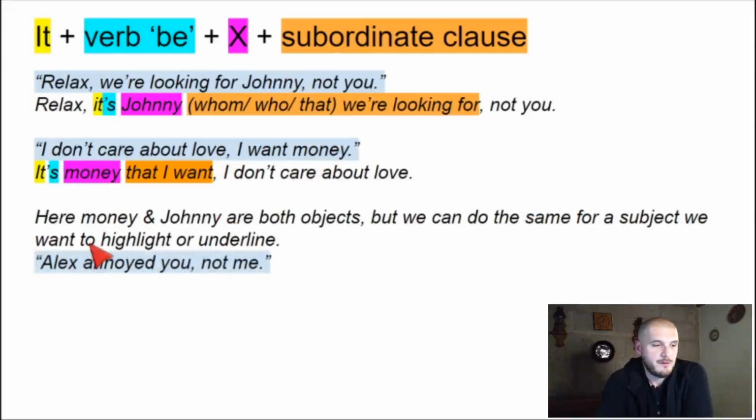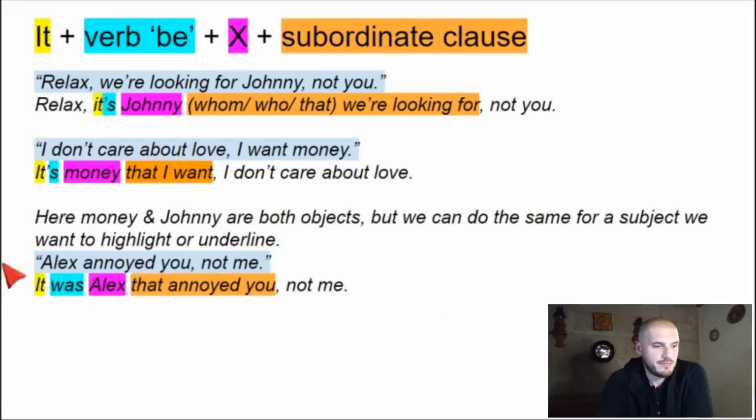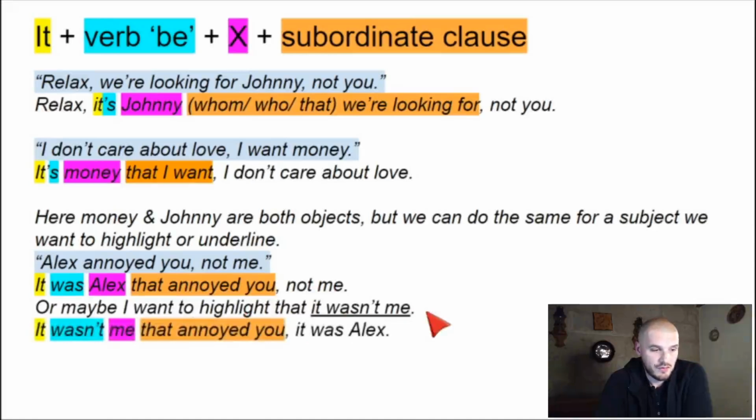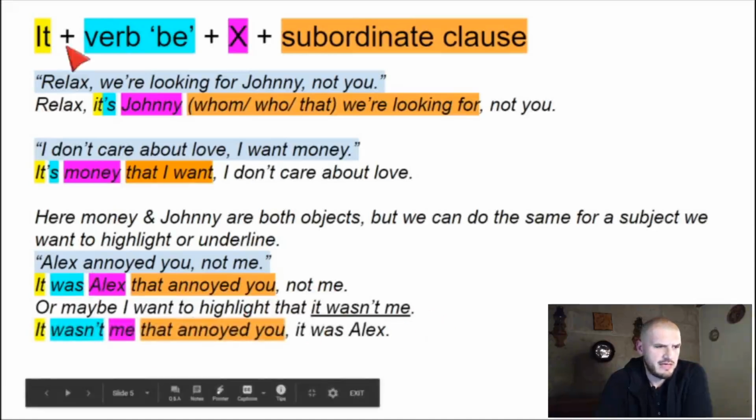So for example, I can say this to you as a normal sentence, Alex annoyed you. Te molestó Alex, no fui yo, right? I can say it was Alex that annoyed you, not me. Era Alex que te molestó, no fui yo. Or perhaps I want to highlight, destacar, that it wasn't me. So I can say, it wasn't me that annoyed you, it was Alex. Again, always following that it plus the verb to be plus the thing I want to focus, okay?